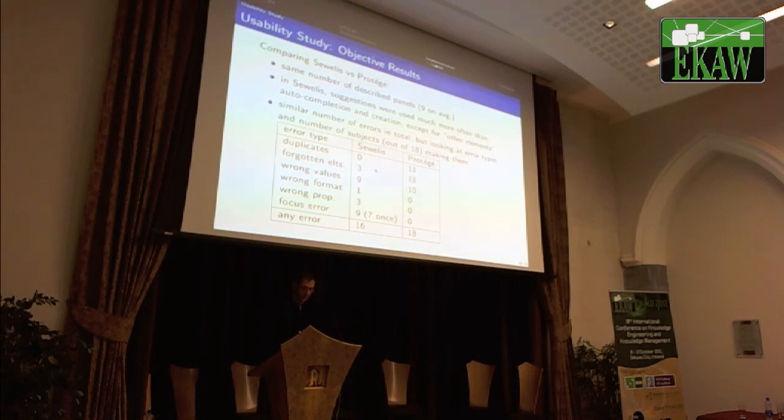In SeeWillis, they also forgot fewer elements in descriptions, but for the number of wrong values, about the same number of people introduced wrong values at some parts of the description. So on the bad side, we have discovered that half of the subjects made at least once an error about the focus, which means that, for instance, they introduced the wrong property on some entity. So maybe describing a bubble by a collection, for instance, whereas collection is expected to apply on the panel and not on the bubble.